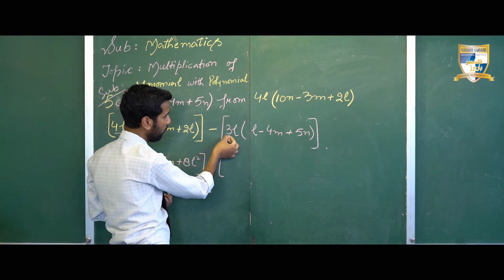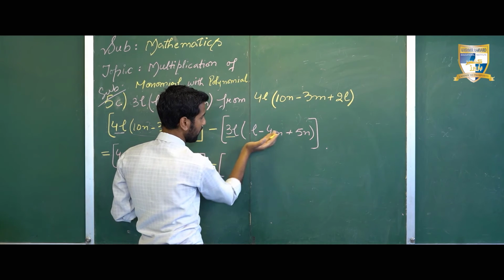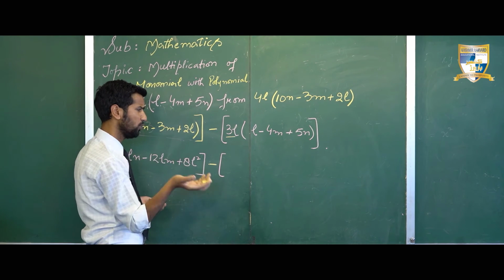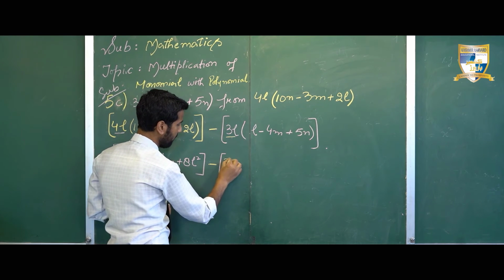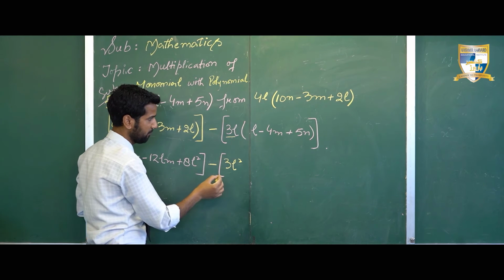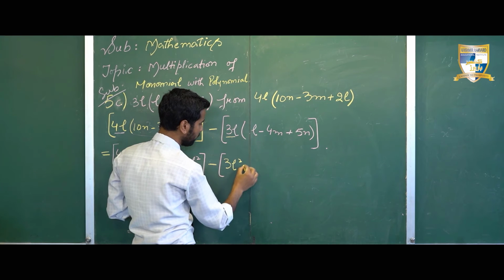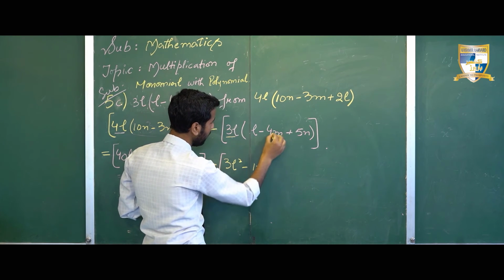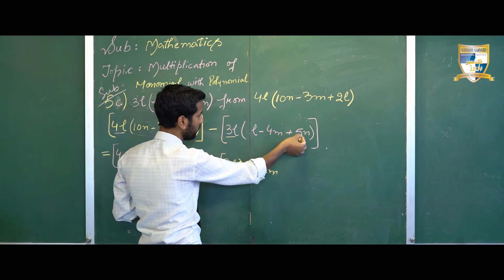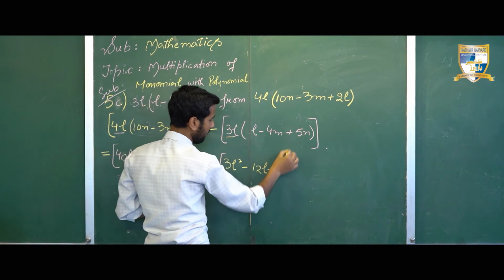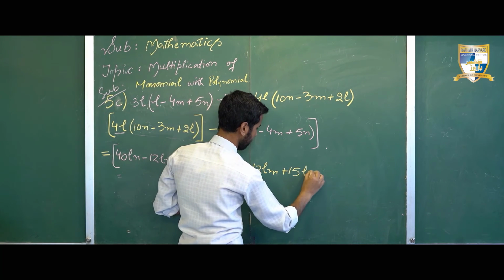Once again here, we have a monomial, that's 3L, and it is in multiplication with this trinomial. Once again, we have three unlike terms here. So once again, we are going to do the same. We are going to multiply this 3L with L, so it will become 3L square. 3L with minus 4m: 3 into minus 4 will become minus 12, and L into m will become Lm. And then it is 3L in multiplication with 5n, so 3 into 5 will become 15, and L into n will become Ln.